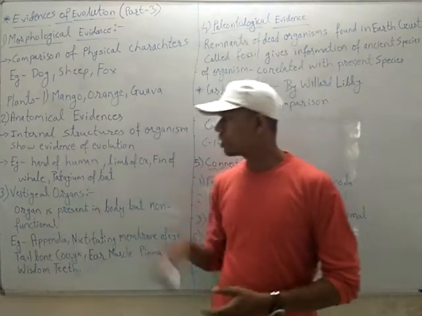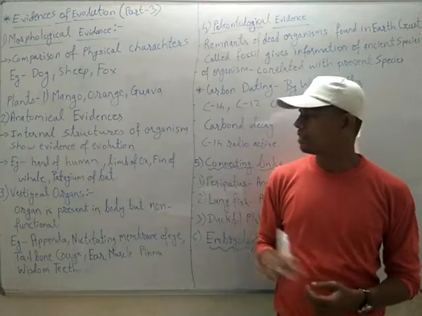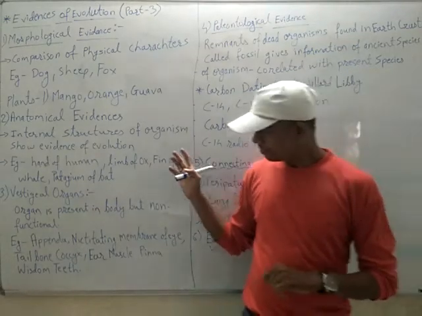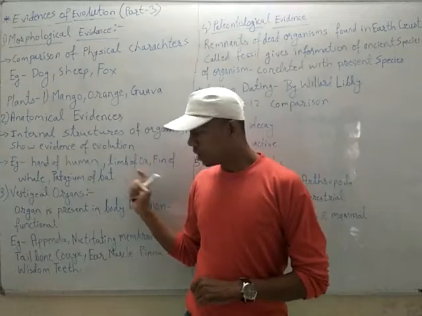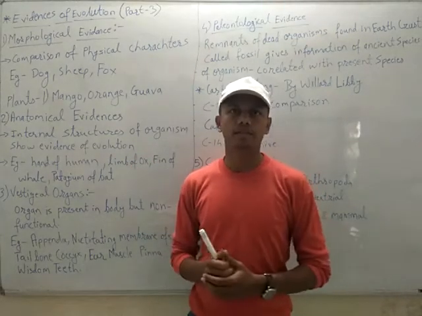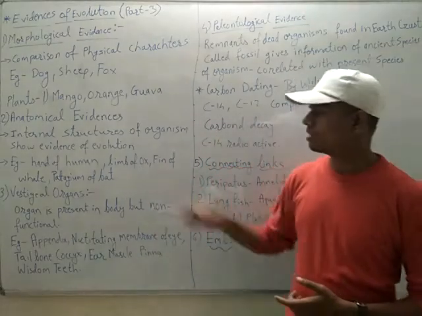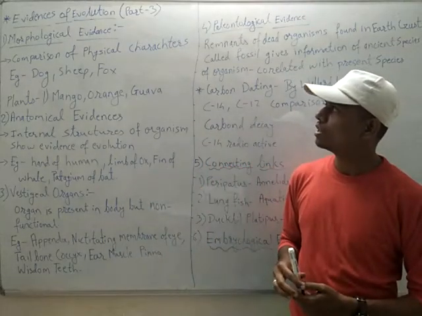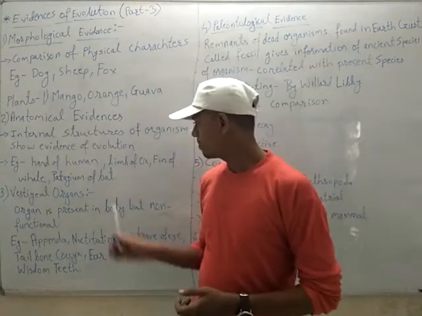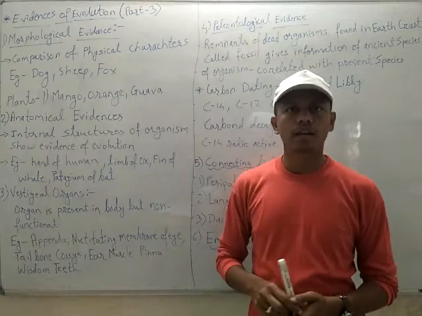So all these organs of the different organisms have different functions, and what we are studying over here is the same characters, evolutionary evidences. So what is the evidence of evolution over here? Hand of human, limb of ox, fin of whale, and patagium of bat.